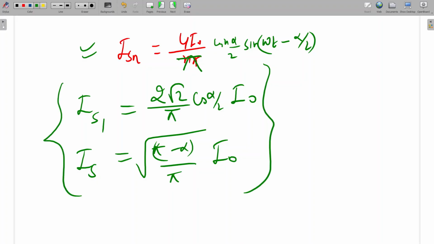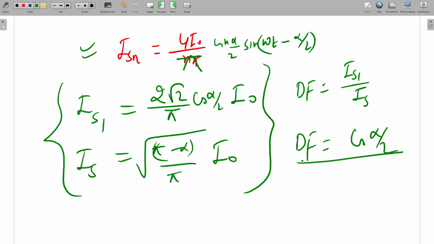We can easily draw the circuit and get these things. Another thing is the distortion factor. The distortion factor will be IS1 by IS, and the displacement factor here will be cos alpha by 2. So what will be the input power factor? I have already explained: IS1 by IS into cos alpha by 2.